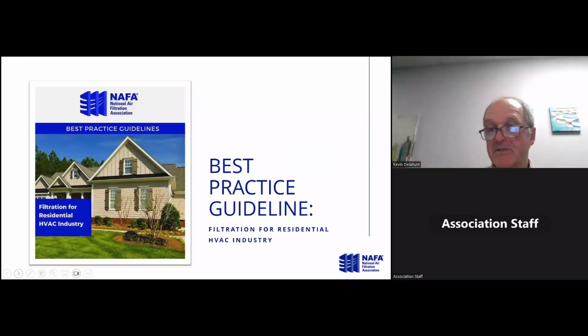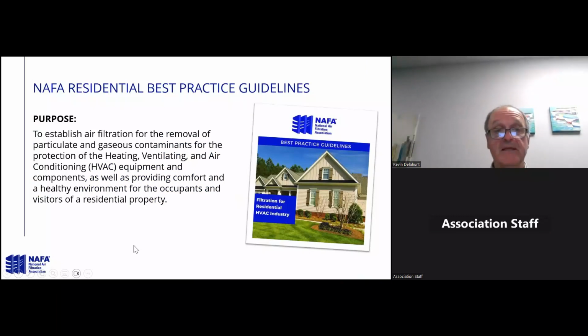So again, the best practice guideline: filtration for the residential HVAC industry. We try to direct this one not specifically at technicians, but at anyone that has a unit or a system at home and has questions on air filtration and the indoor air quality issues that surround that. As with all best practice guidelines, we have a purpose, and the purpose is to establish air filtration for removal of particulate and gaseous contaminants for the protection of HVAC equipment and components, as well as providing comfort and a healthy environment for the occupants and visitors of a residential property.